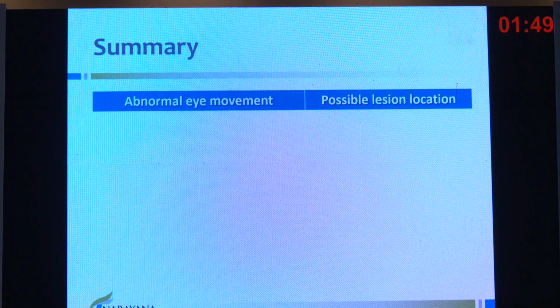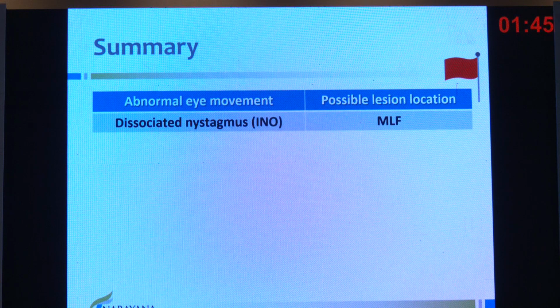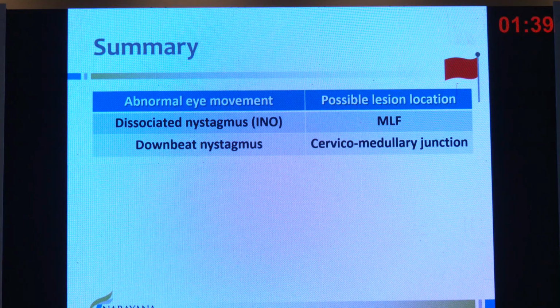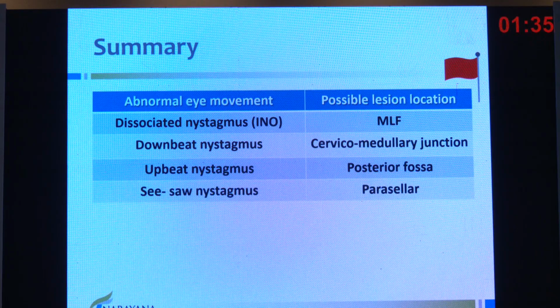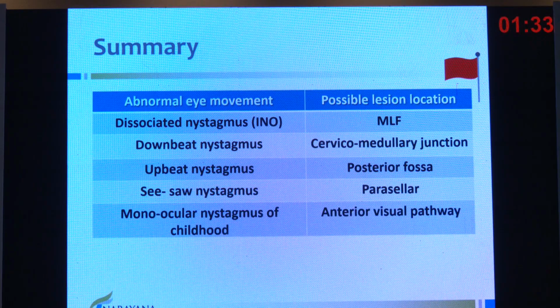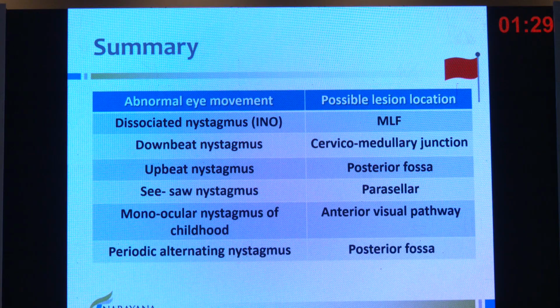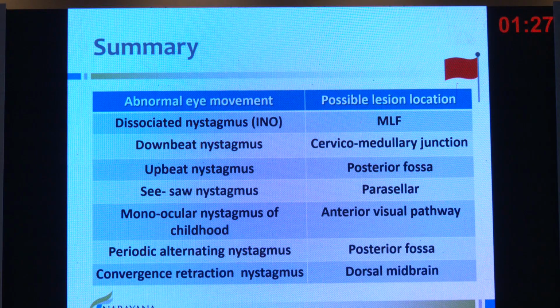So what is a quick summary for these kinds of things, when you have an abnormal eye movement and the possible lesion? A dissociated nystagmus or INO, it's the MLF, medial longitudinal fasciculus. A downbeat nystagmus is the cervicomedullary junction. Upbeat nystagmus is the posterior fossa. Seesaw nystagmus is parasellar. Monocular nystagmus of childhood is the anterior visual pathway. Periodic alternating nystagmus is the posterior fossa, and convergence retraction nystagmus is the dorsal midbrain.